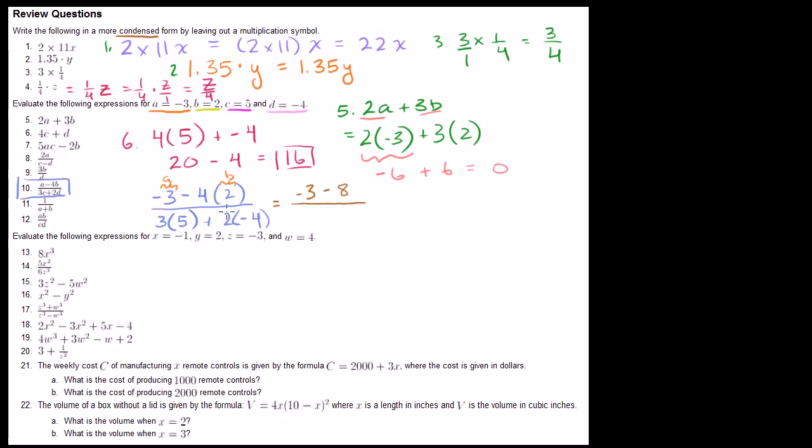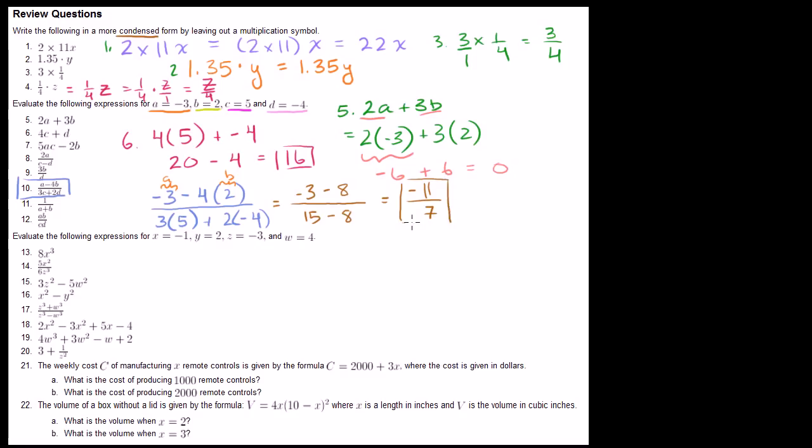All of that over 3 times 5 is 15, plus 2 times negative 4 is negative 8, or 15 plus negative 8 is 15 minus 8. And now the numerator becomes negative 3 minus 8, which is negative 11. And the denominator is 15 minus 8, which is 7. So problem 10, we simplified it to negative 11 over 7.